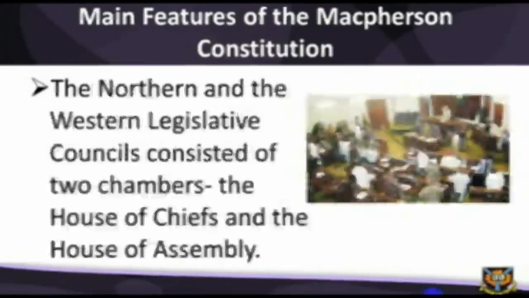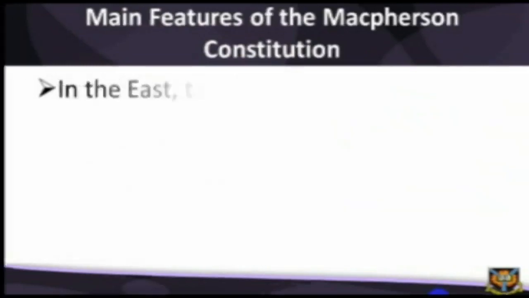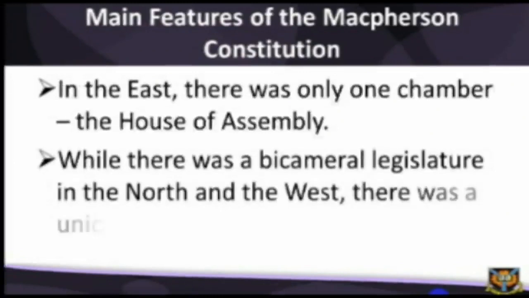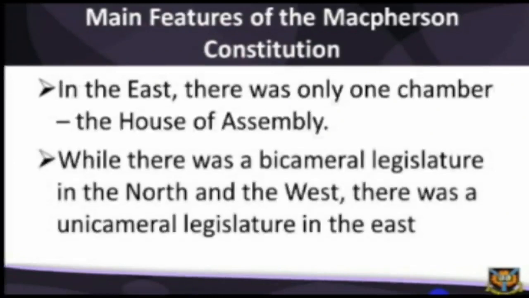The northern and western legislative councils consisted of 2 chambers, the House of Chiefs and the House of Assembly. In the east, there was only 1 chamber, the House of Assembly. Thus, while there was a bicameral legislature in the north and the west, there was a unicameral legislature in the east. Also, the Legislative Council in Lagos was unicameral.